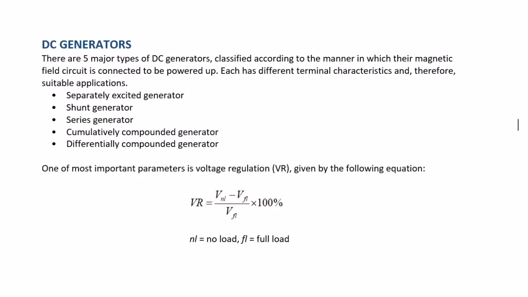This quantity tells us about the variation of the output when the load changes. In the ideal case, the change is 0 when the load changes from 0 to its full load. So we can say that generally when we have a lower VR, it means that the generator works better with the variation of load.